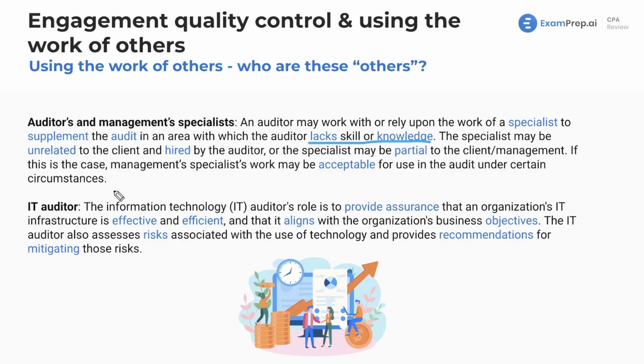We've also got the IT auditor. Now, this is essentially, you can imagine another internal auditor, but this is specific for IT. IT is becoming bigger and bigger. I mean, most companies are just run very much by computers, right? We think about that. Even looking at the CPA exam, we're always talking about IT a lot. The IT auditor's role is to provide assurance that an organization's IT infrastructure is effective and efficient, and that it aligns with the organization's business objectives. The IT auditor also assesses risks associated with the use of technology and provides recommendations for mitigating those risks.